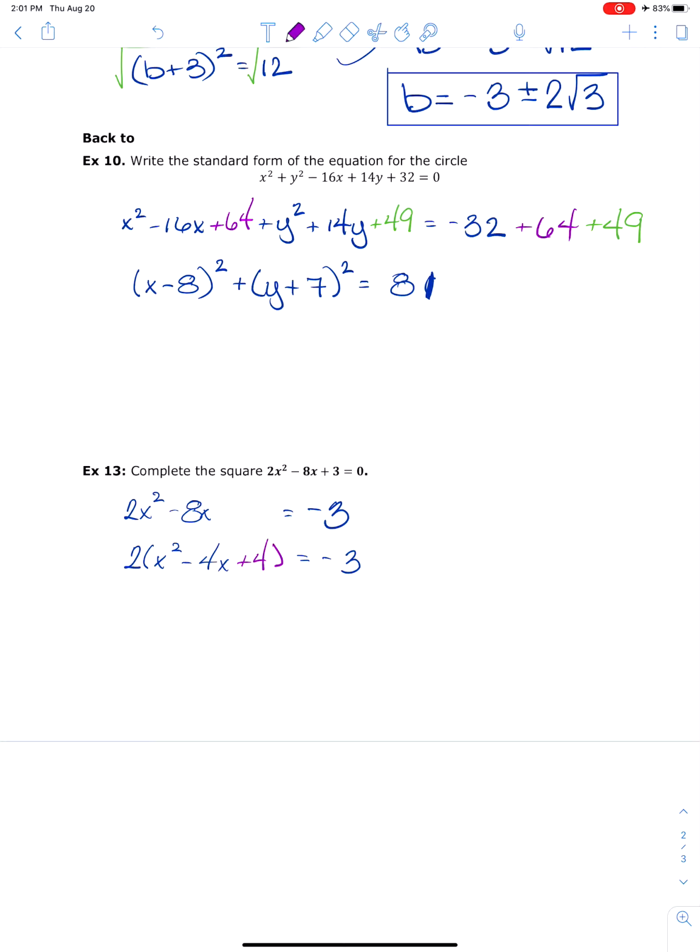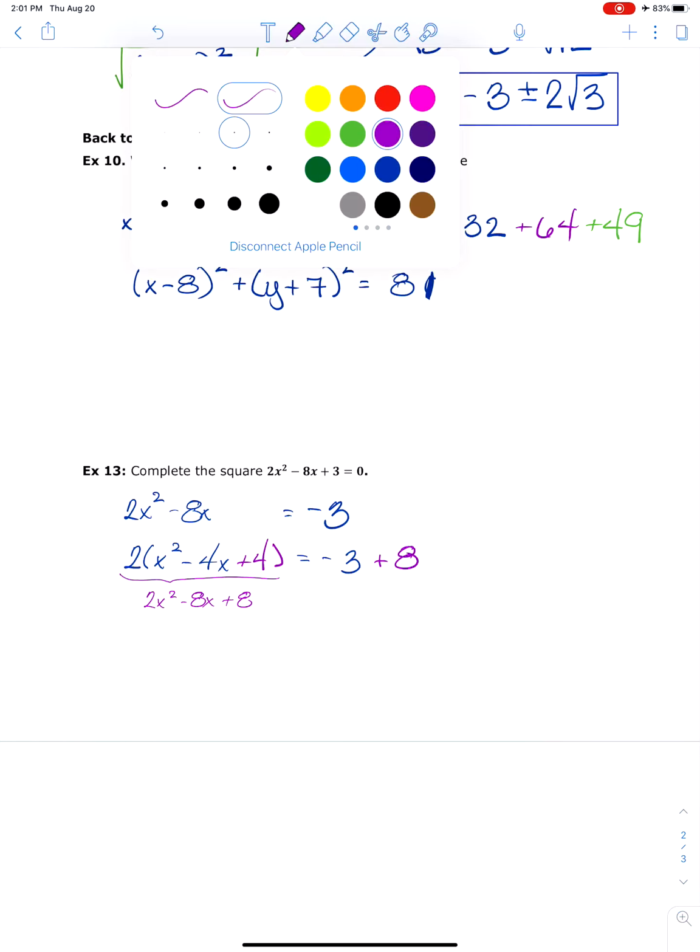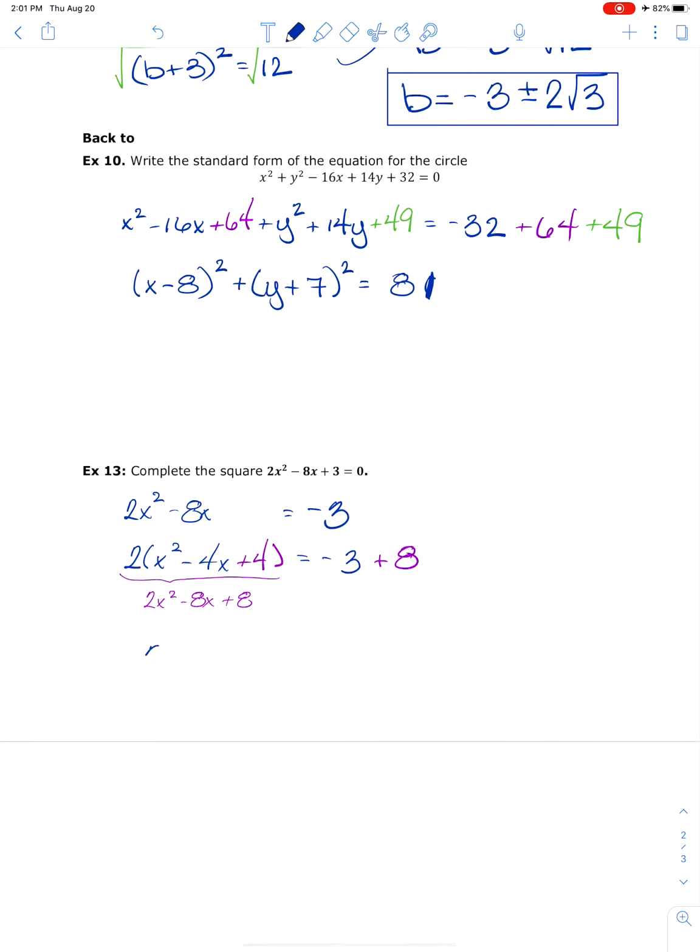But look at what we have over here on that left-hand side. This is really 2x^2 - 8x. It's what we have from above, plus 8. So by adding that 4 inside the parentheses, I've really added an 8, which means I need to add an 8 on that right-hand side as well. Now I've got 2(x - 2)^2 = 5. This just asked us to complete the square. It didn't really ask us to solve. But we could continue on and solve this.